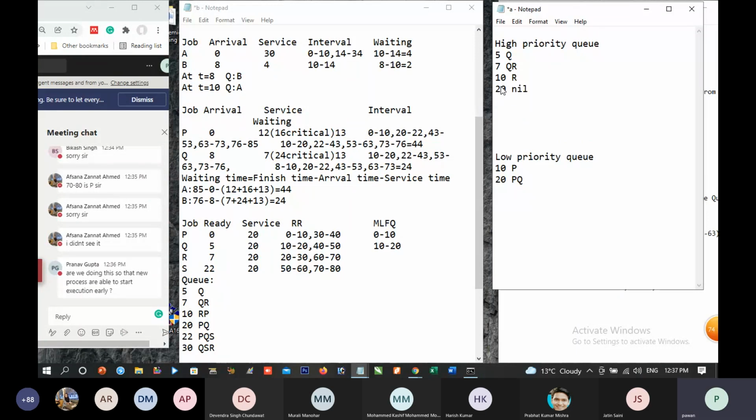Nothing is there in the high priority queue. So from 10 to 20, this will be served. Then from 20 to 30, R will be served. At time t equal to 20, that is correct. Now at time t equal to 22, job S has come. It will enter the high priority queue.